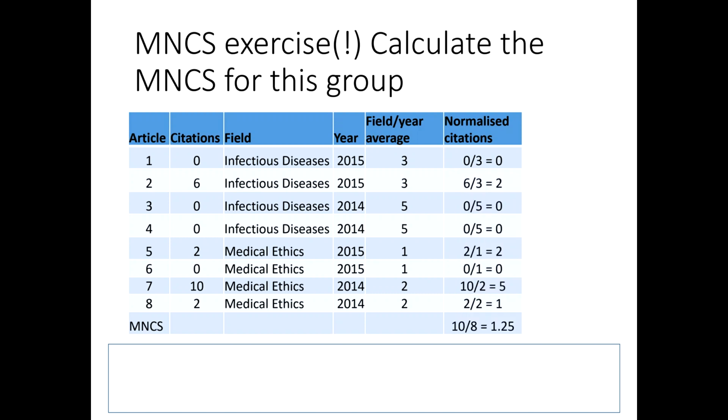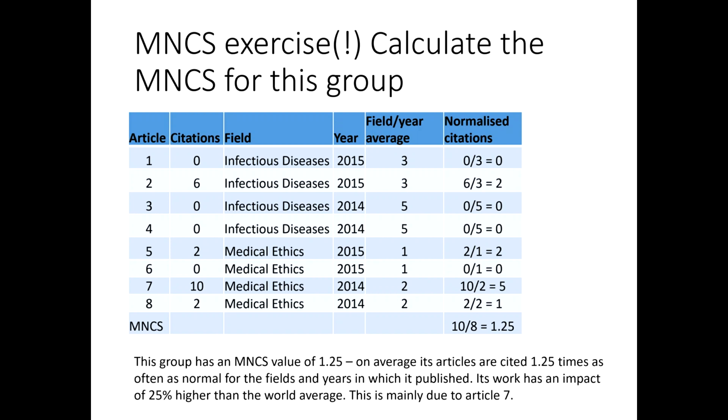So here are my normalised scores, and I get 1.25 overall. This group has an MNCS value of 1.25. Its articles are cited 1.25 times as often as normal for the fields and years in which it published. Its work has an impact 25% higher than the world average, in other words, and this is mainly due to Article 7, which has a very high normalised score. It's expected to get 2 citations, but it got 10 citations, so 5 times higher than expected.